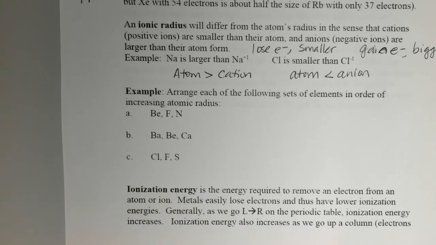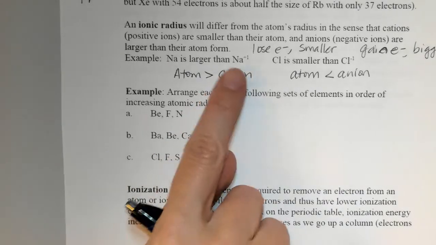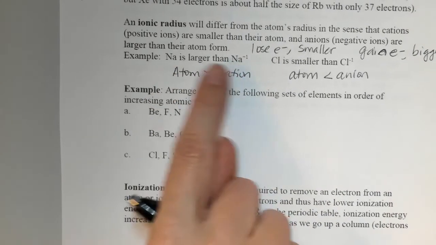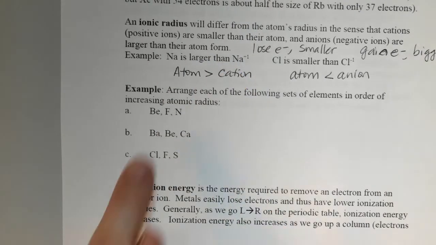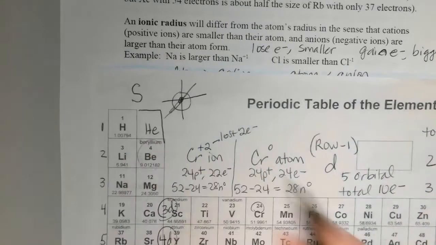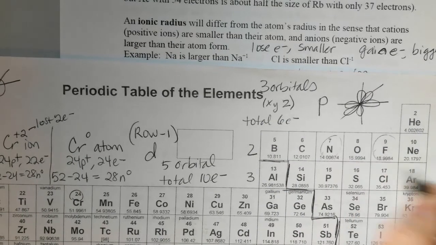But when you do ionic radius, you're only comparing it to the atom itself, not to a different atom, right? So just to the same element. These are all just looking at atoms. So we've got beryllium, fluorine, and nitrogen. So let's find them on our periodic table. We've got beryllium, we've got nitrogen, and fluorine.